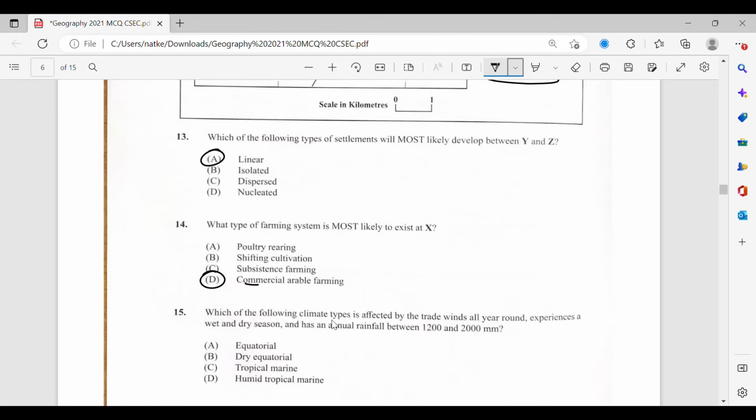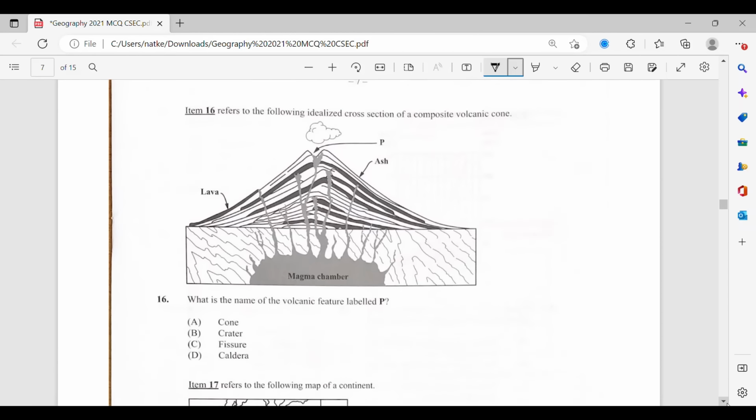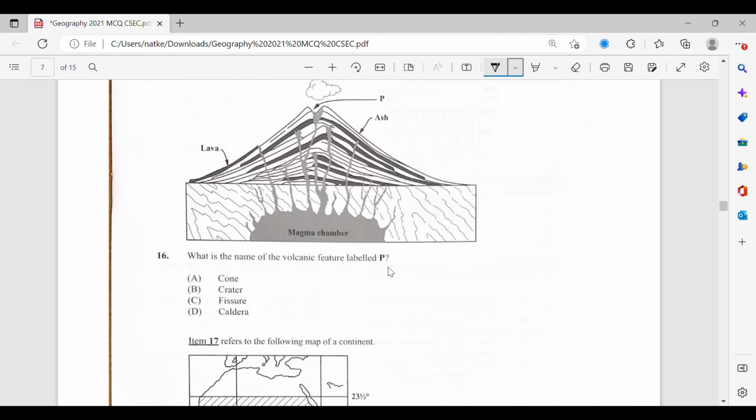Number 15, which of the following climate types is affected by the trade winds all year round, experiences a wet and dry season, and has an annual rainfall between 1,200 to 2,000 millimeters? That would have been the tropical marine climate. So for number 15, it is letter C. Number 16. What is the name of the volcanic feature labeled P? So P is pointing down in here, which is our crater. Number 16, yeah, it's our crater.